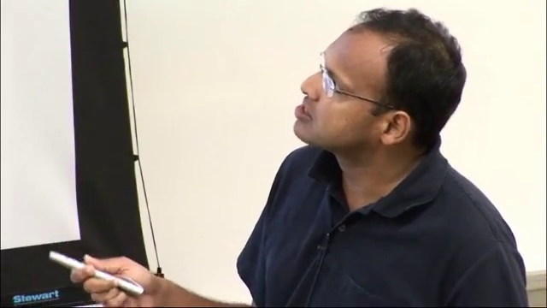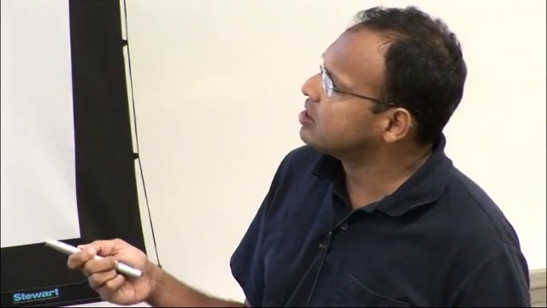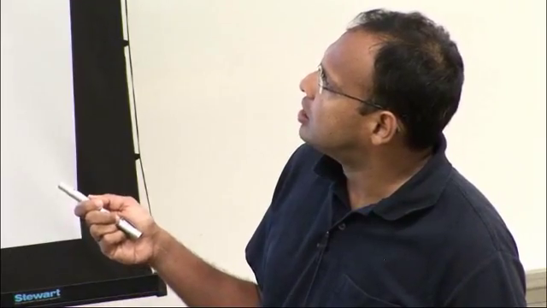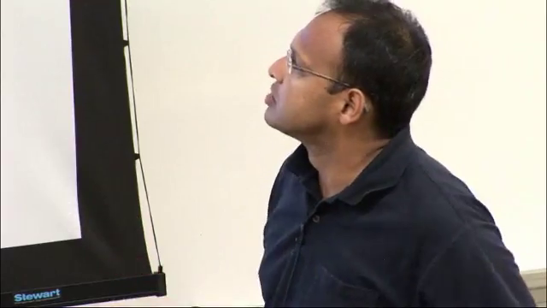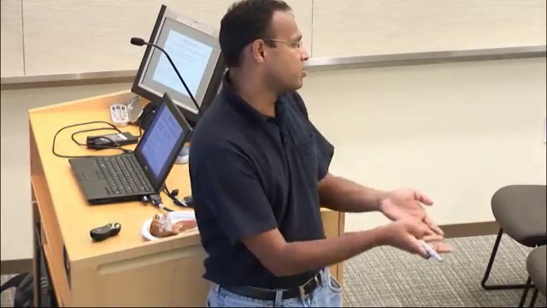Right. So let's look at these for a while, and we are doing Knuth's lower bound. Given a graph G, let me denote by alpha(G) the size of the maximum stable set, and I'm interested in the number of stable sets of a graph. Let's call it I(G). So clearly I(G) is at least 2 to the alpha(G), because if you have an independent set of size alpha(G), every subset is an independent set. Because one way to lower bound the number of matroids is to lower bound the number of sparse paving matroids. So that's what we are going to do.